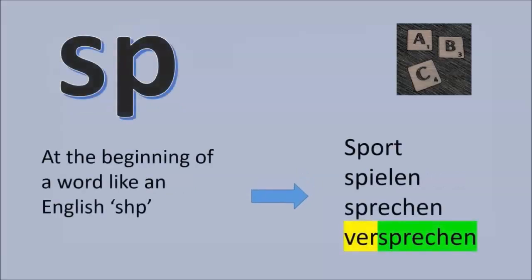SP. At the beginning of a word, it's like an English sp, like an SHP. Sport, spielen, sprechen. And I've also written down versprechen, although that's not the beginning of the word. It is actually the beginning of the stem of the verb. It just happens to have a prefix. But it's still sprechen, so versprechen.